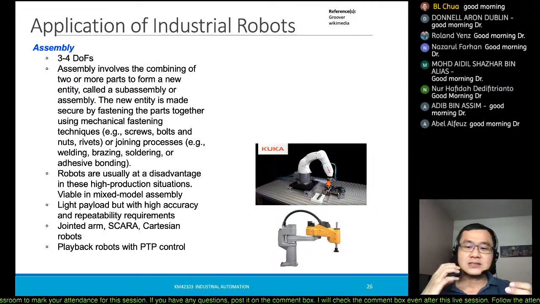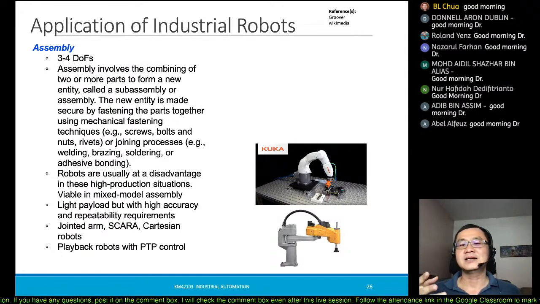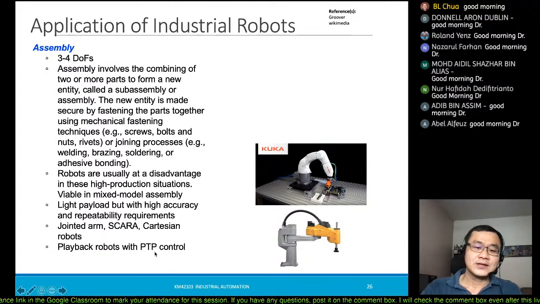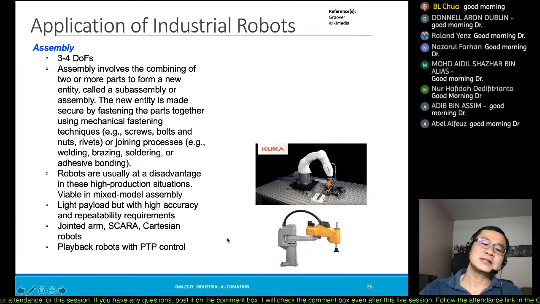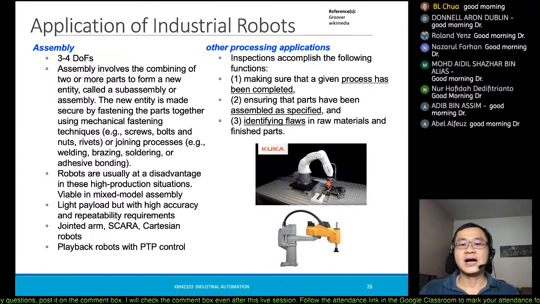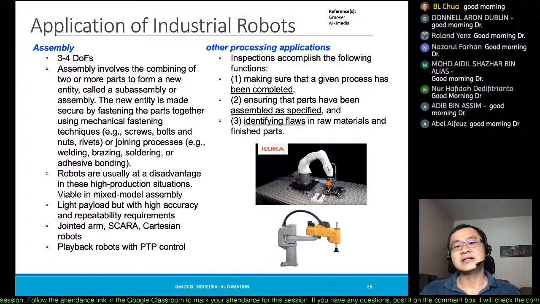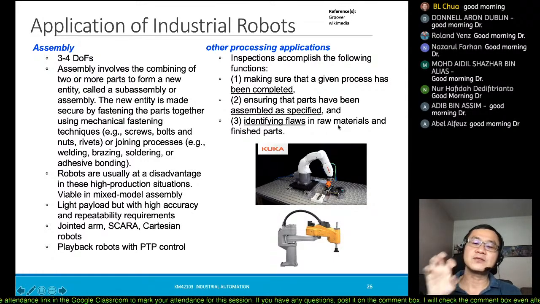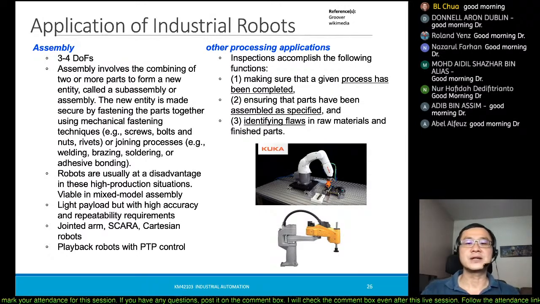So this kind of operation you may consider an industrial robot, because you may want to assemble the same component into different products. For this kind of assembly task, you need maybe just point-to-point control, whereas other applications may include inspection operations, making sure the process has completed or the assembly has been assembled as specified, or identifying whether there are flaws in the finished part, as well as the raw material. You have to check whether the raw material is correct before you put it onto your assembly. So these are the applications.